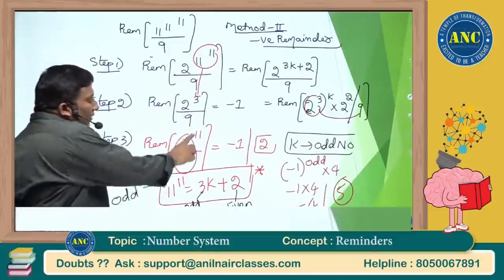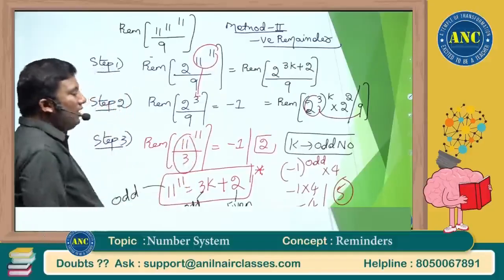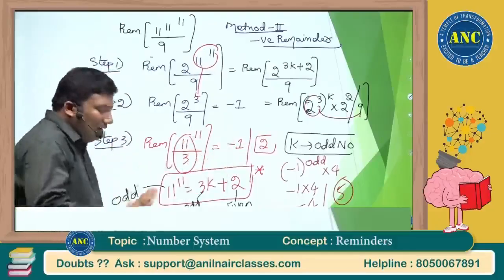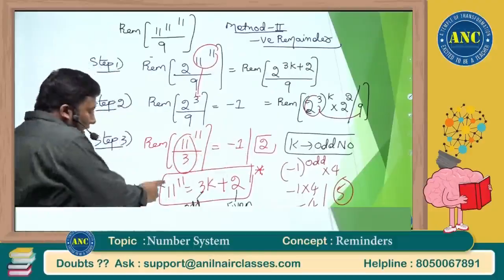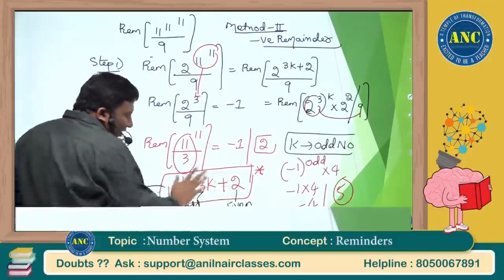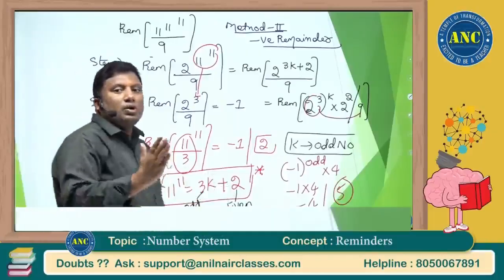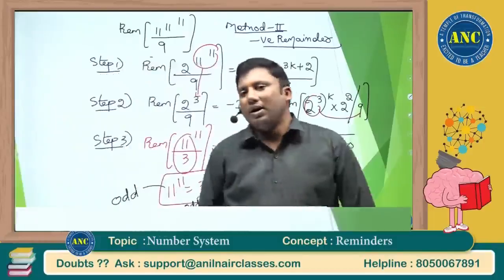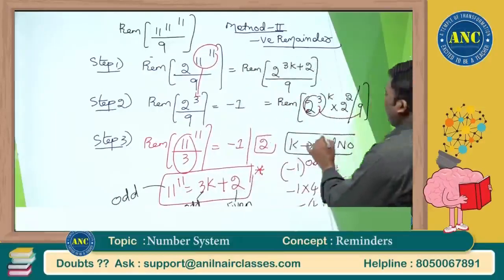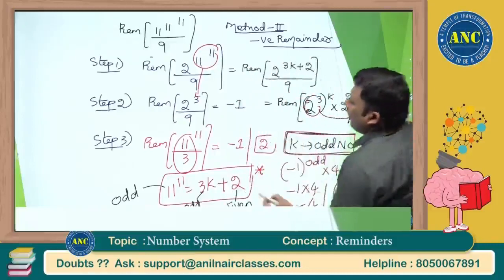So 11 power 11 divided by 3. 3 fours are 12, minus 1 power odd is minus 1, so the positive remainder is 2. 11 power 11 is 3K plus 2. 11 is an odd number, 2 is an even number. Odd minus even will be an odd number. 3 is an odd number, and odd number into something will be an odd number. That K value will be an odd number. The only extra thing is finding out whether K is an odd or an even number.